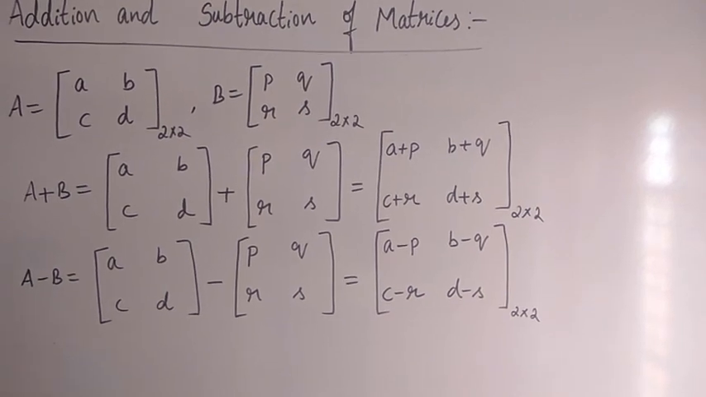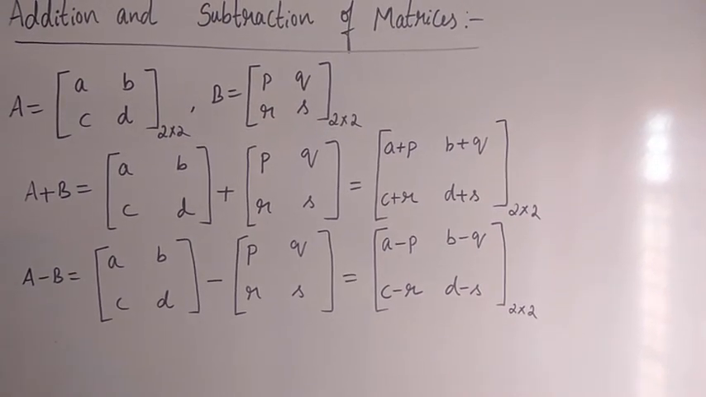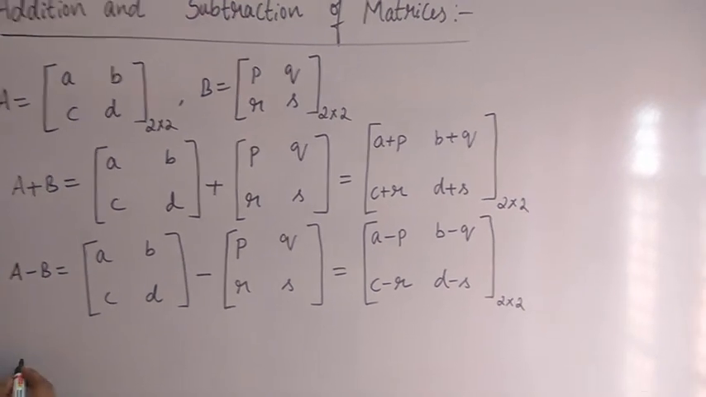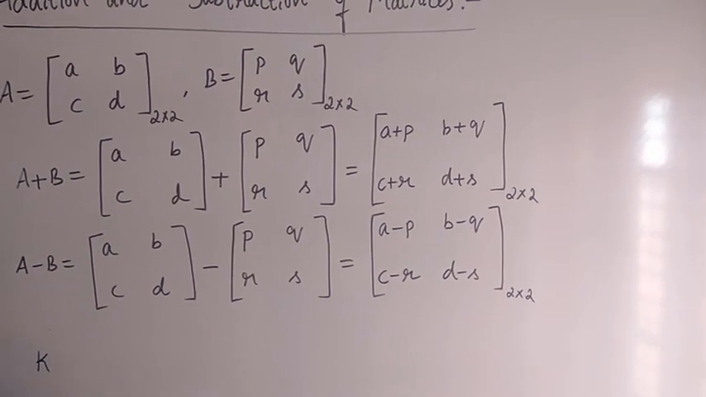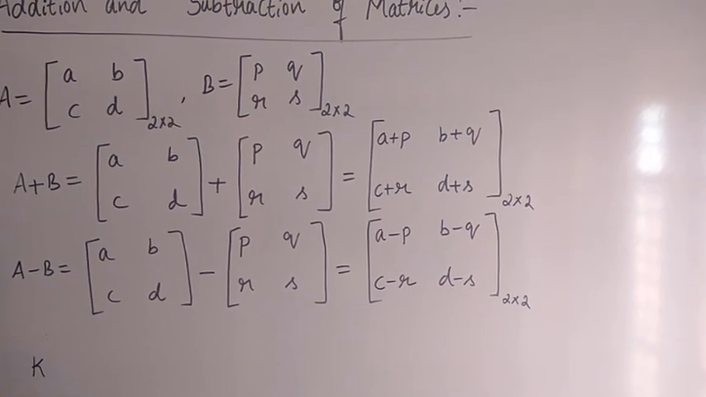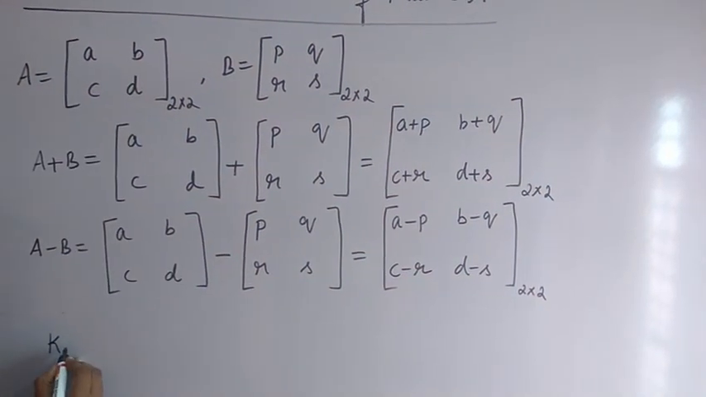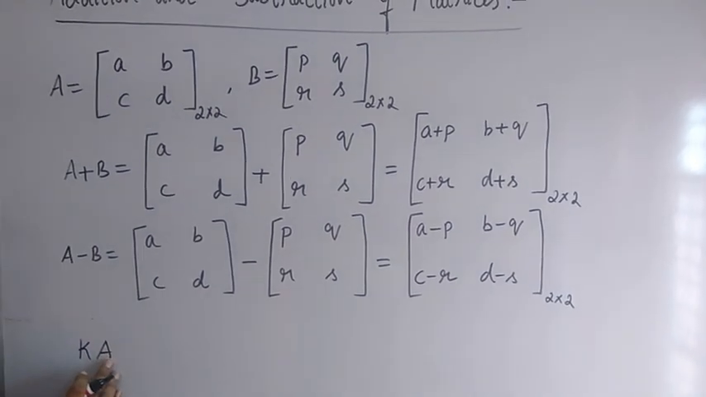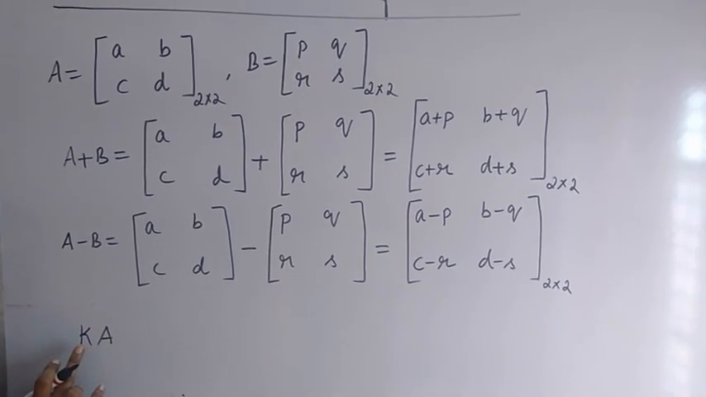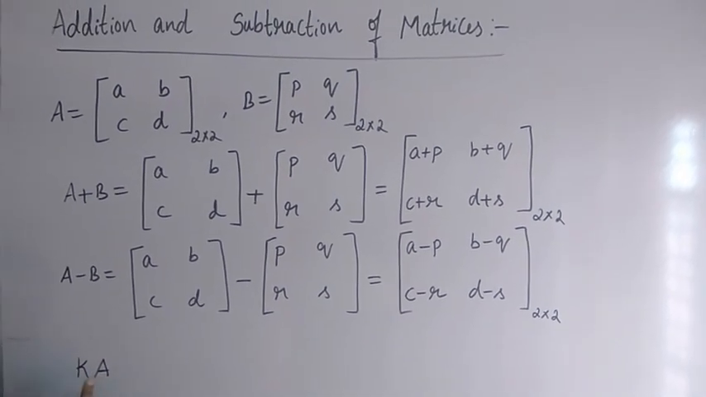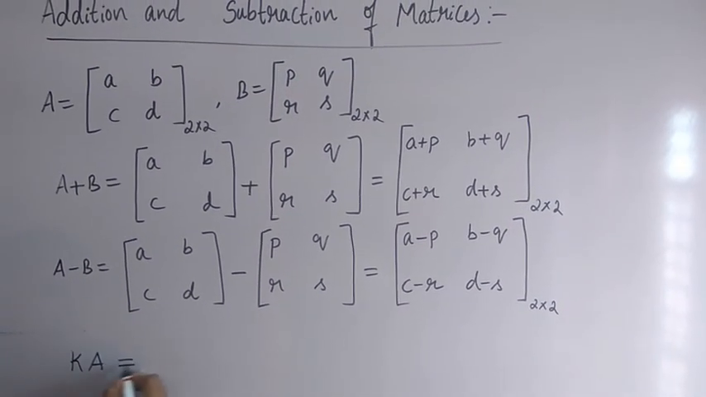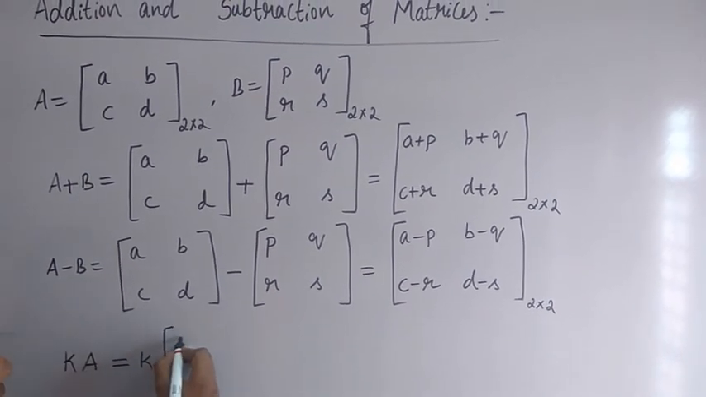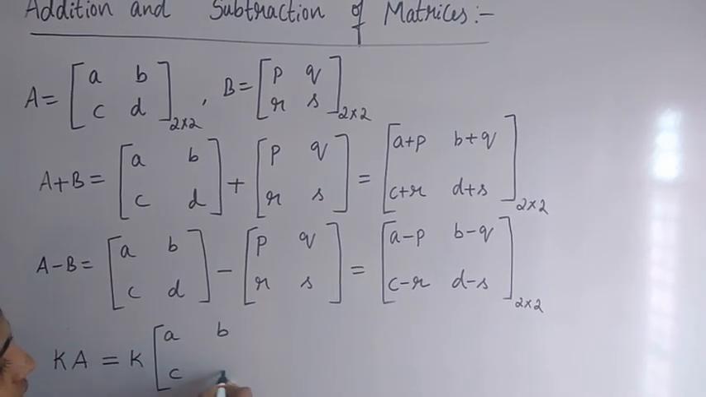Suppose we multiply any constant with one of the matrices, then what is the resultant we get? Let us take the constant as K. We are multiplying this constant K with matrix A, so the matrix is represented by K into A. That means we are multiplying the constant K with matrix A, where matrix A means A, B, C, D.